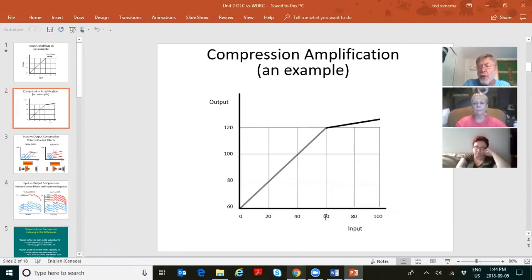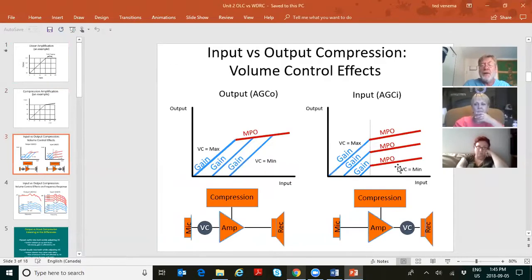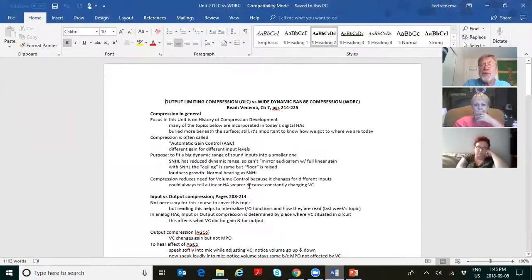Because look, my input went up by 20, my output only went up by like 5. So that would be a 20 to 5, a 4 to 1 compression ratio, I believe. So anyway, before we go there, let's look at our notes.